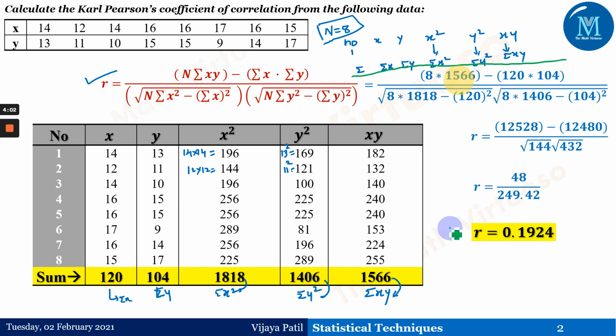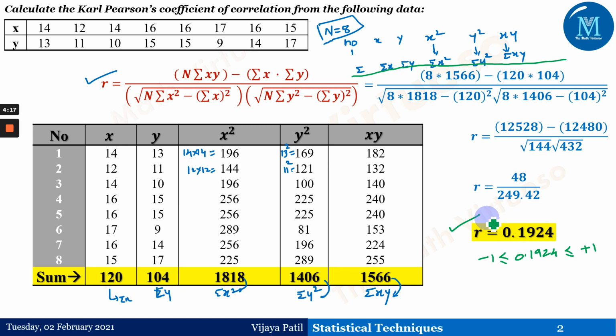You will observe this small r, 0.1924, lies between minus 1 and plus 1, and hence we have got the correct answer.